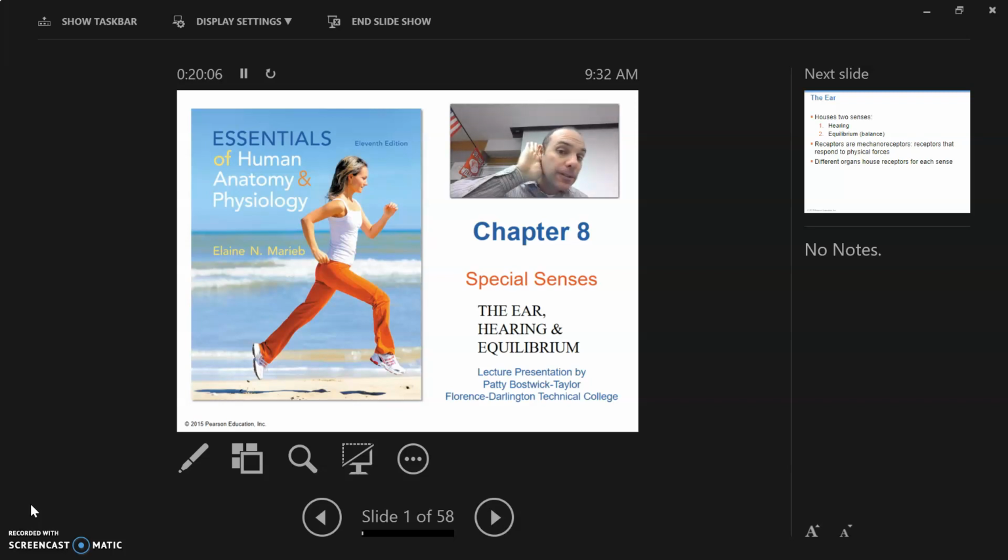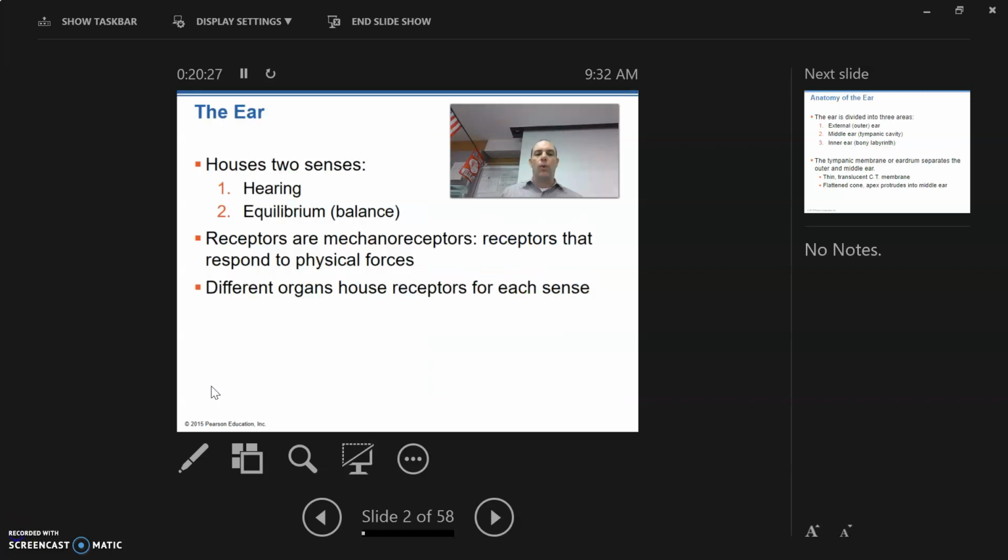Let's get rolling. When we discuss the ear, it houses two senses. One is obviously hearing. We use our ears to hear. Two is equilibrium and balance. A lot of times people don't understand that equilibrium and balance are directly related to our ears and the fluid inside of our ears. Vertigo is a condition where we cannot regulate the balance and we feel like we're moving all the time. If you've been on a cruise ship and you get off and you feel like you're moving, that is all inner ear matrix, and we'll talk about that a little bit.